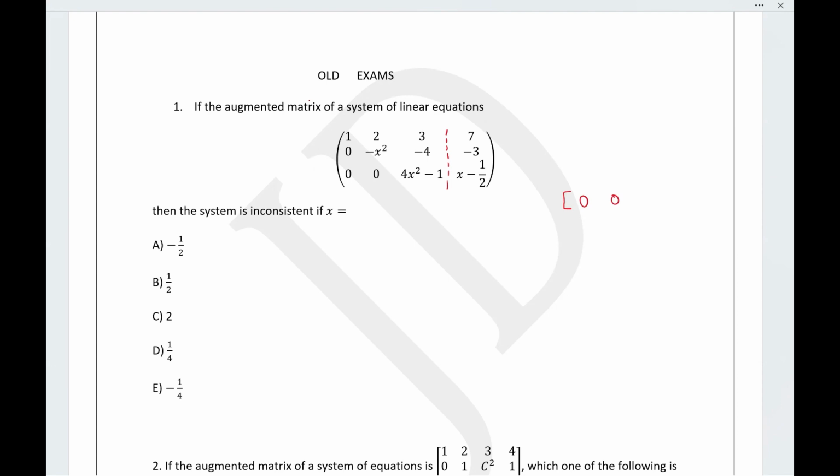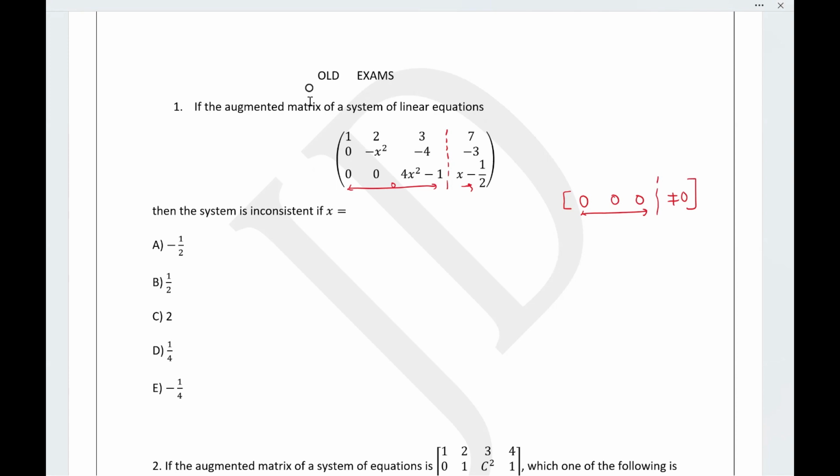Inconsistent means there is no what? No solution. So it means you want everything to be 0, right? But you don't want the right-hand side to be 0. So everything in the constant matrix, it means you like this to be 0, right? But this one, you don't want it to be 0, okay?